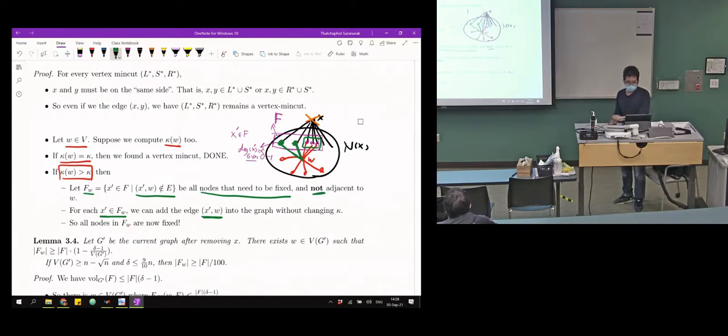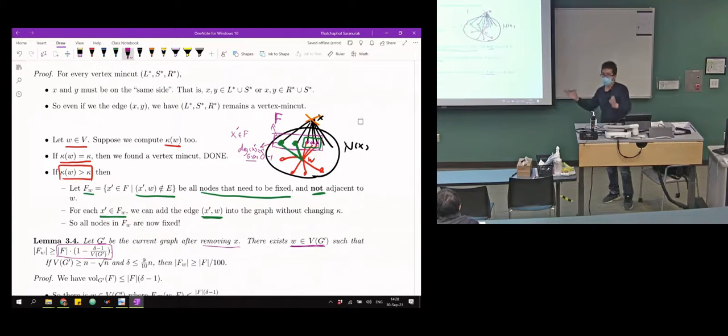Now the remaining step is how many guys I can fix with W. And the claim is that if I denote G prime as the graph after removing X, then there must exist W such that I can fix a constant fraction of the nodes in F. So I'm thinking I can halve the number of nodes in F each time that I choose W.